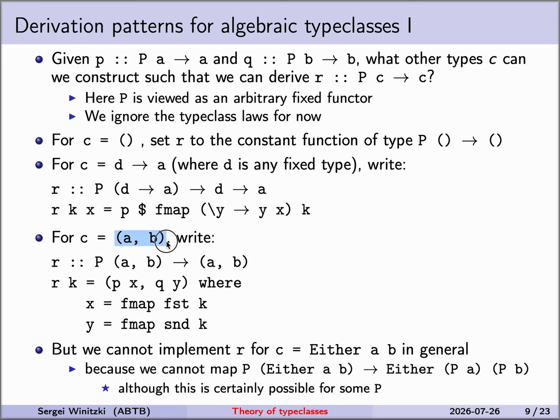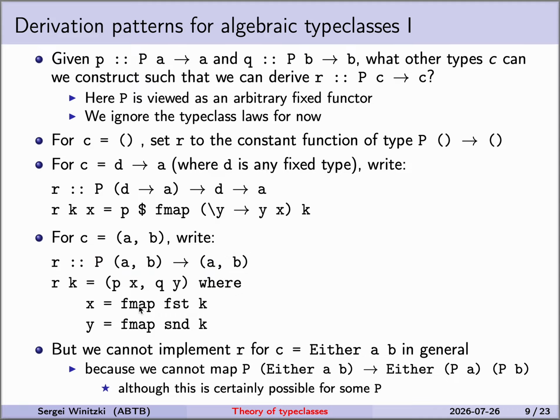Another pattern is a pair. So if you have A and B both in the type class, then the pair is also in the type class, because you can implement this function by just projecting, fmap first, and that gives you a value of type P A, and then you get A from it by applying P, and similarly you get B. Because you can implement this function, you have implemented automatically the type class derivation.